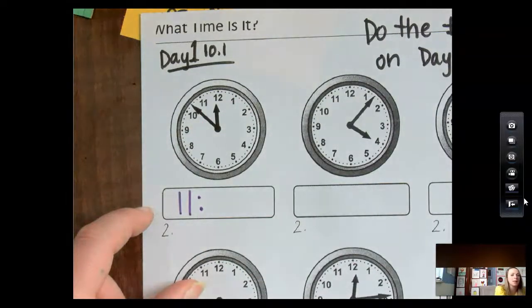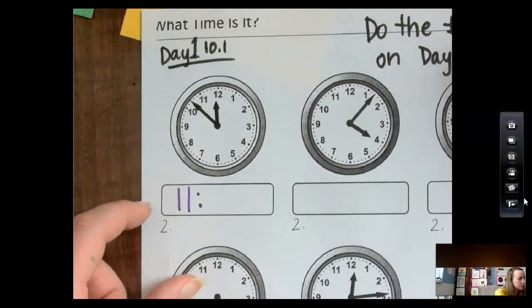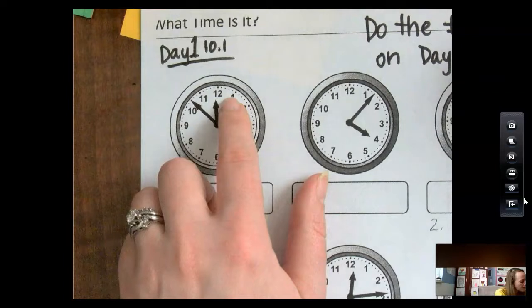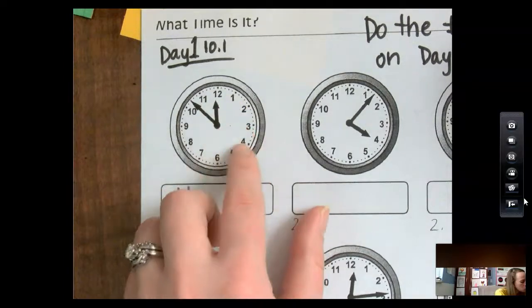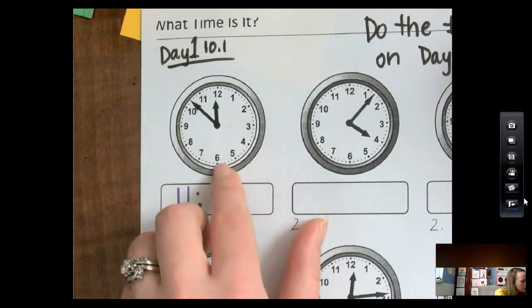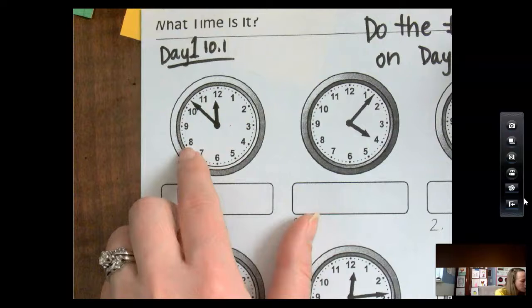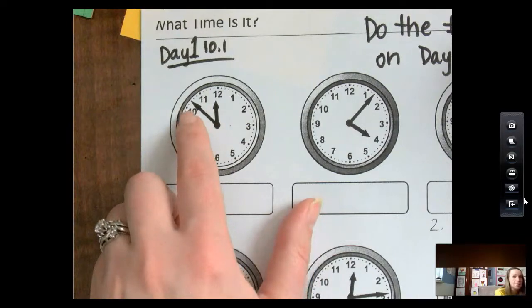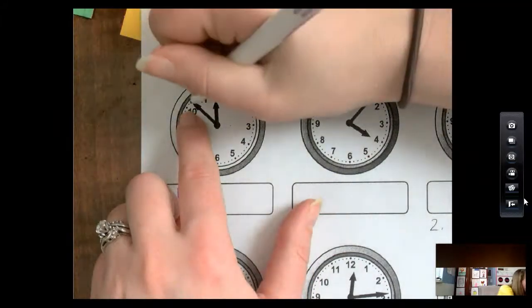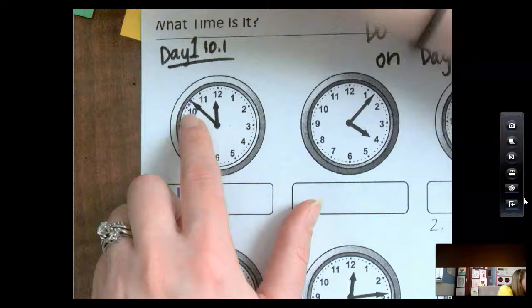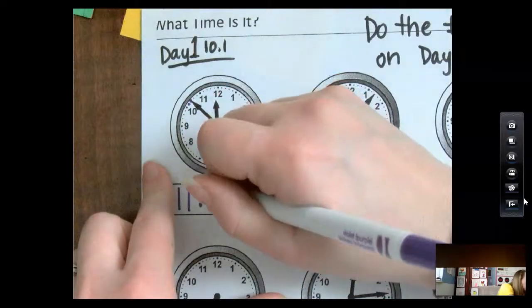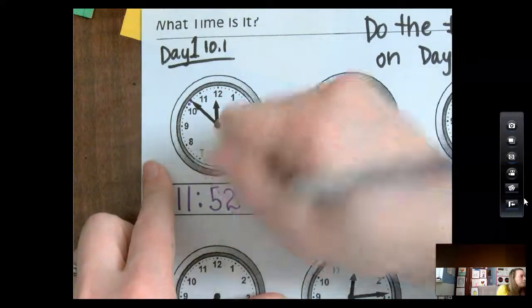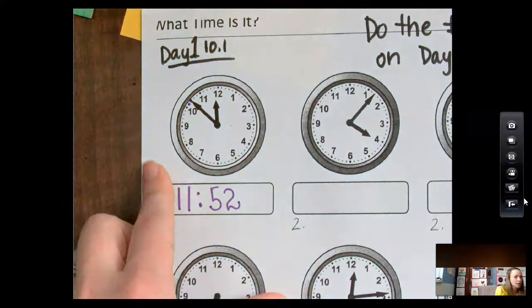All right, kiddos, what are my minutes? I'm going to count by 5s, and that's going to be my minutes. So let's go ahead and count by 5s. Are you ready? Here we go. 5, 10, 15, 20, 25, 30, 35, 40, 45, 50. Now I need to count on by 1. 51, 52. I am at 11:52. All right, kiddos, let's keep going.